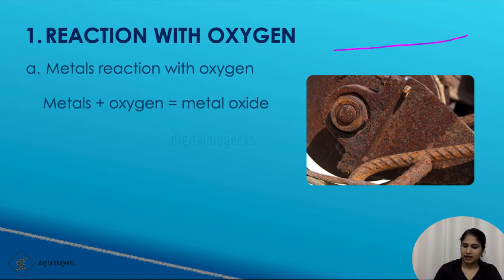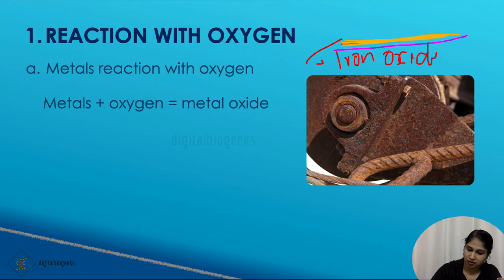oxygen, a layer of ferric oxide, iron oxide, is formed on them. This is a layer of iron oxide, that is ferric oxide. And when this ferric oxide reacts with water, a reddish brown layer is formed. This is actually the rust.